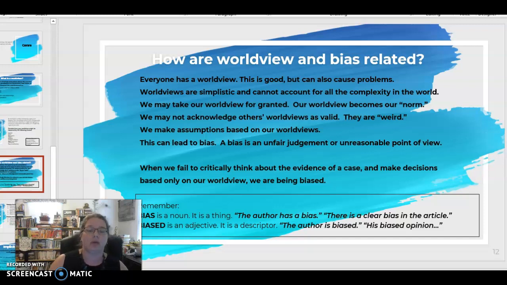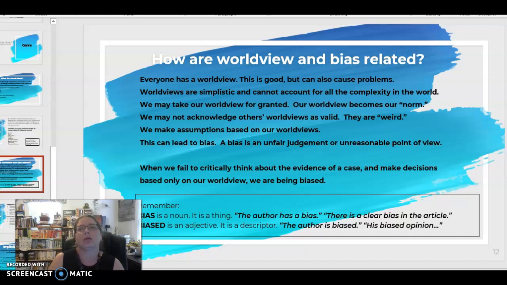But sometimes people do that, right? Our worldview becomes our norm, the way that we look at the world. We don't question it anymore. And if other people have a different worldview than we do, and we aren't willing to try to put ourselves in their shoes and look at the world from their perspective, then that can mean that we are biased, right? That we are not objectively weighing all of the sides of an argument or a topic or an issue. So that's what bias is. It's unfair judgment or an unreasonable point of view that takes a side, essentially.